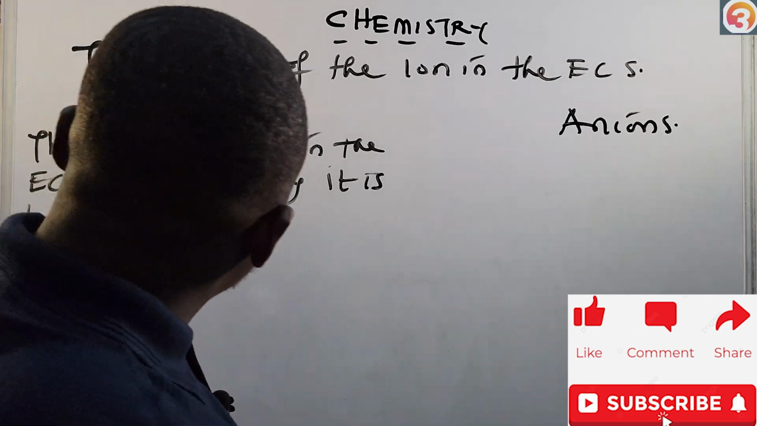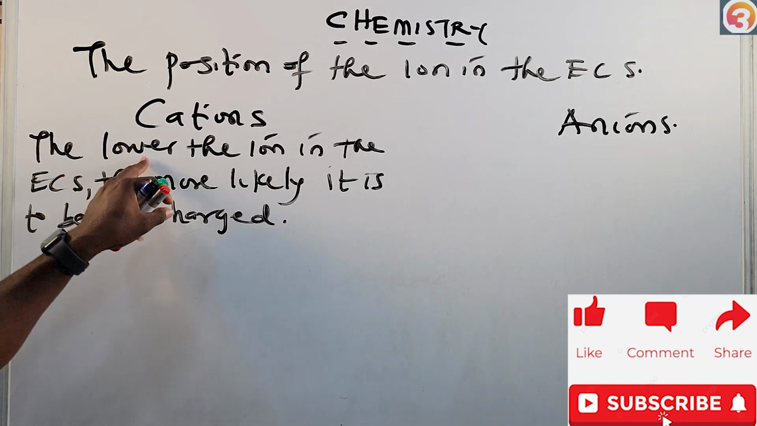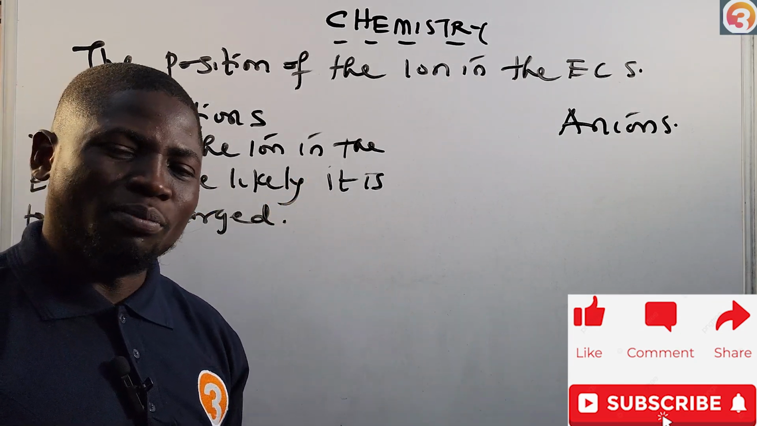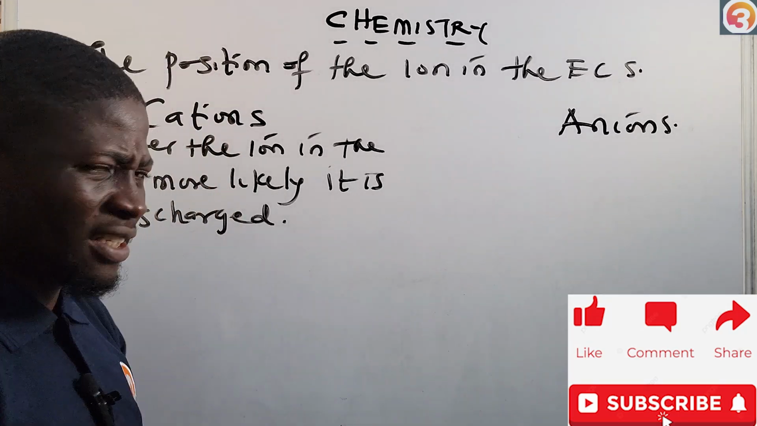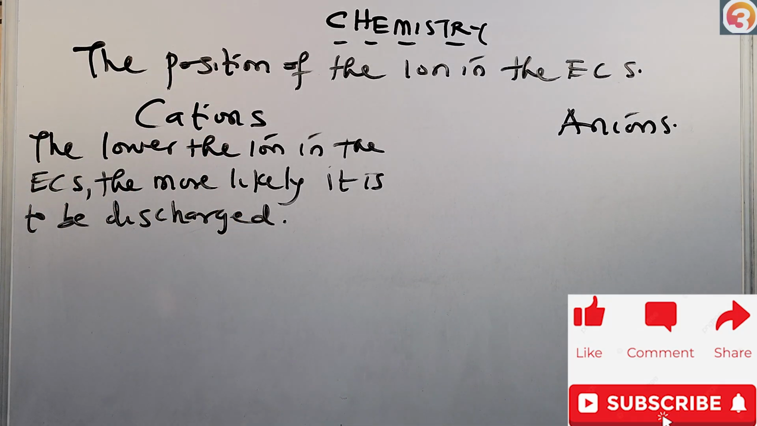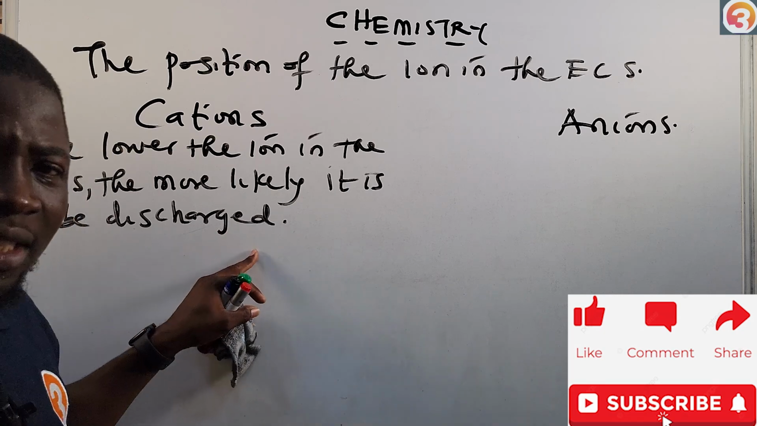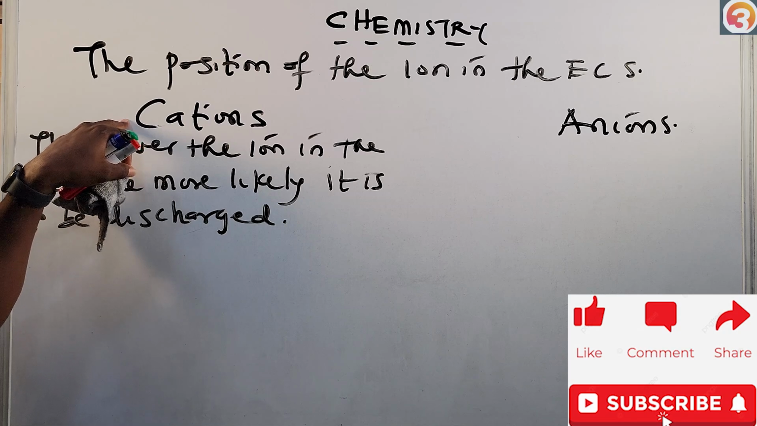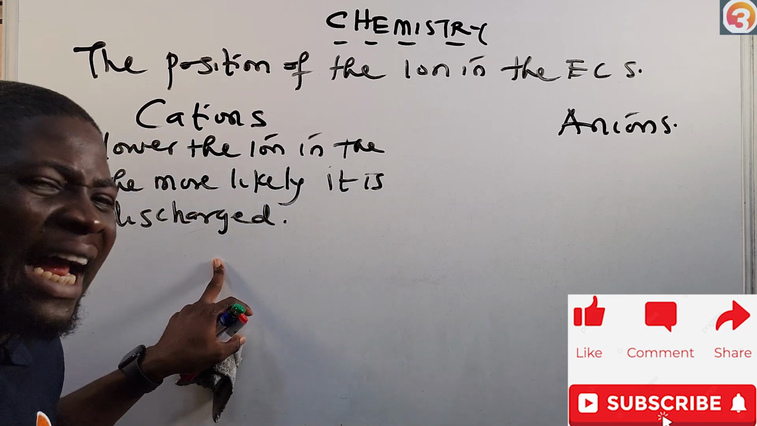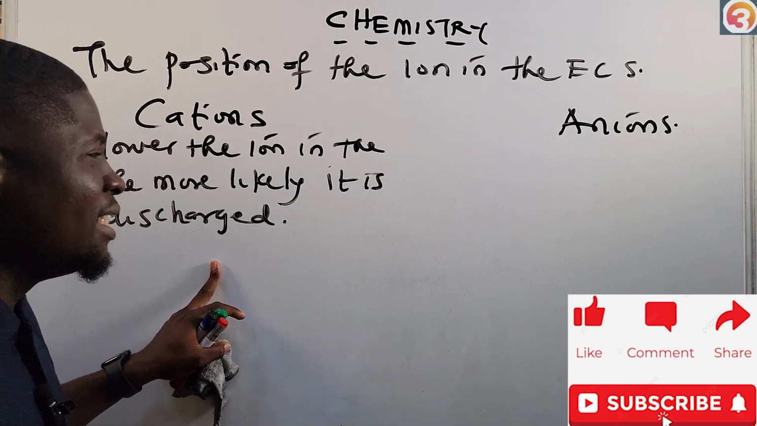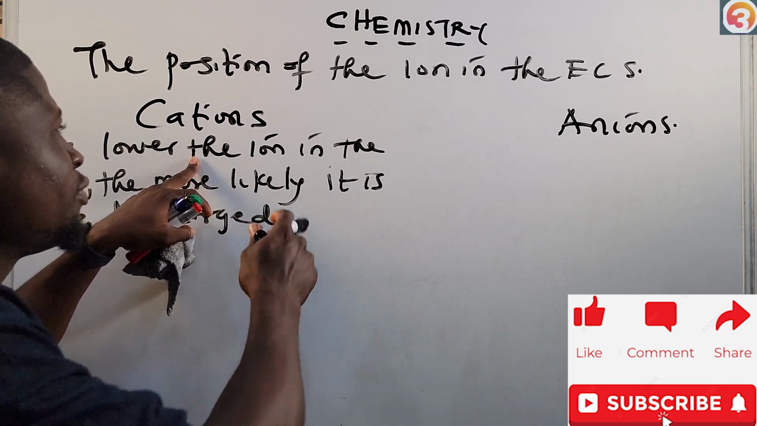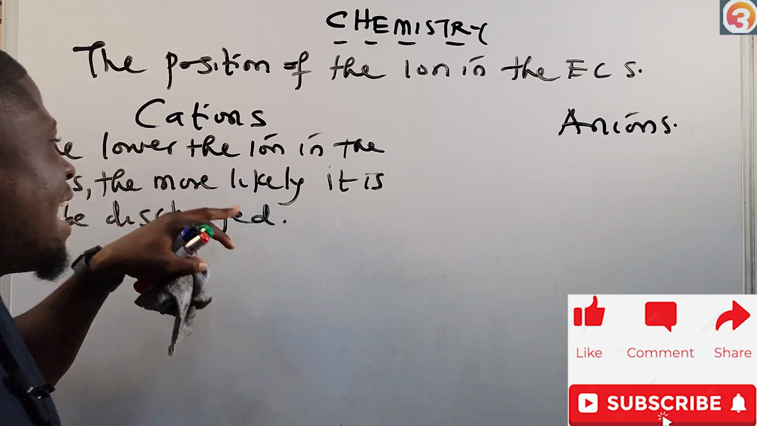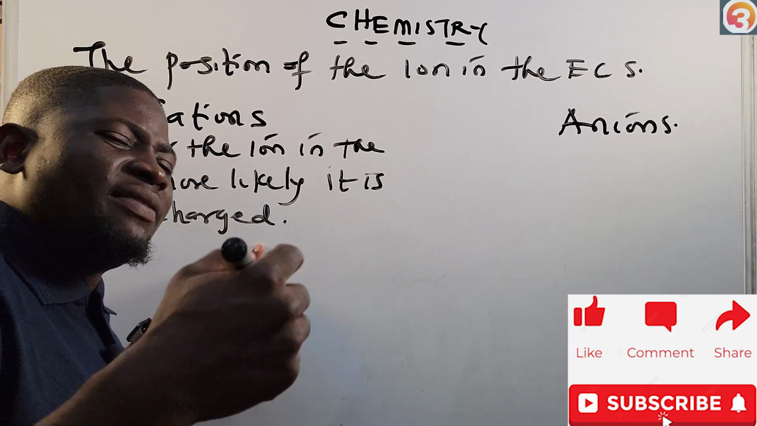All right. For the cations now, the lower the ion in the electrochemical series, the more likely it is to be discharged. Now, why is this? This is due to the fact that the lower the ion in the electrochemical series, talking about the cations now, it means the more electronegative that ion is, and that means the less electropositive it is.